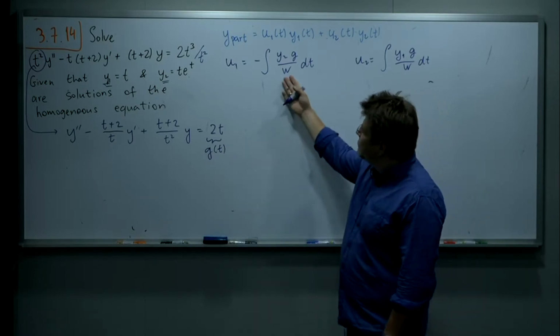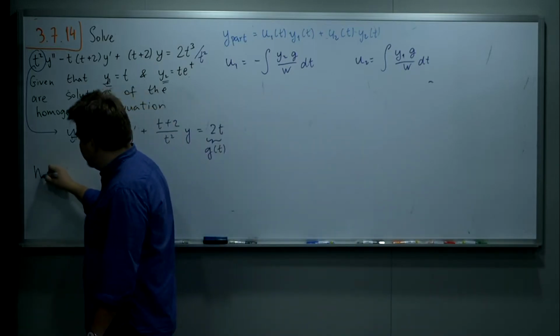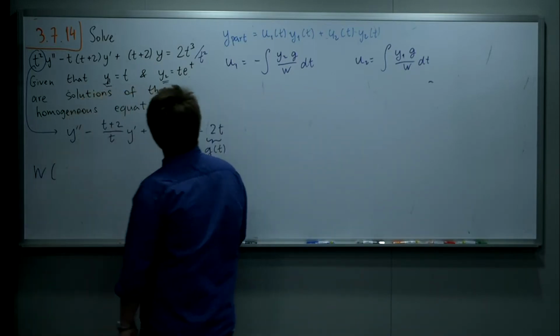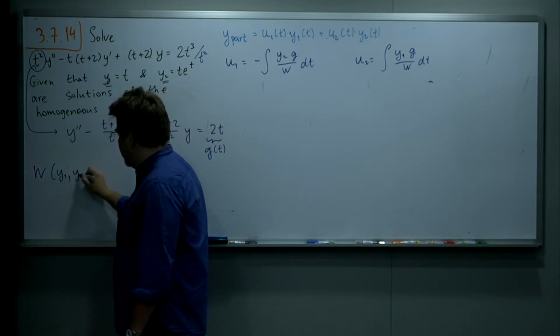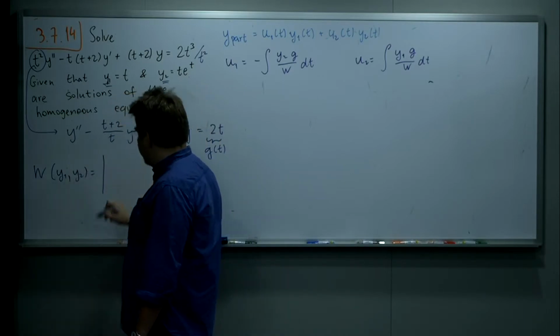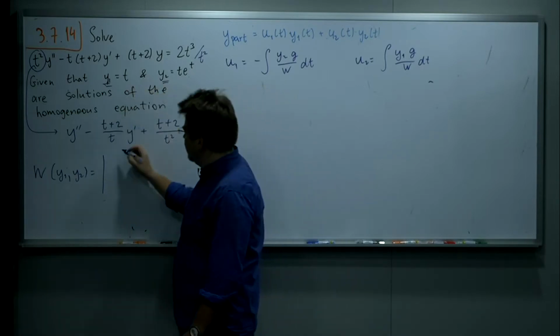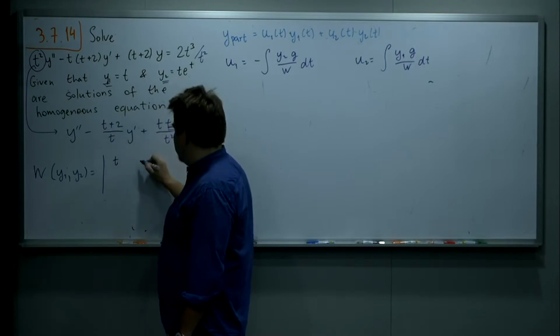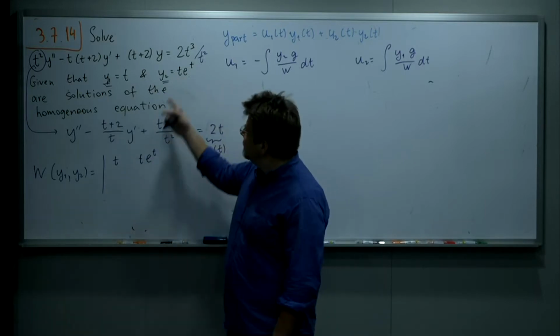So what else do we need? We need the Wronskian. So the Wronskian of y1 and y2 is the determinant, where the first row are our y1 and y2. So the first row is t and t times e to the t, and the second row is the derivative.